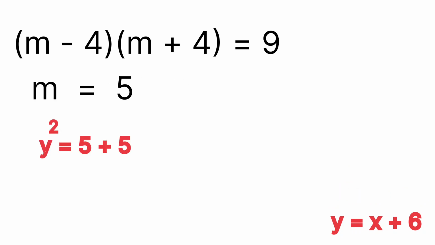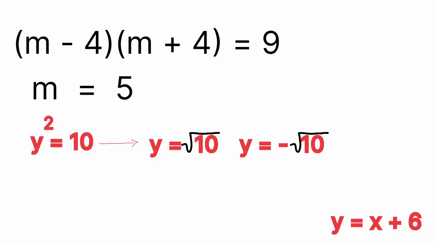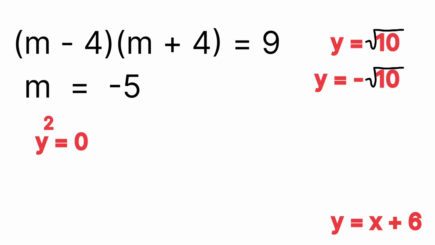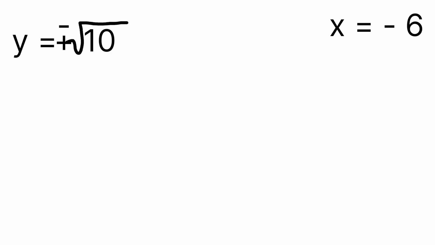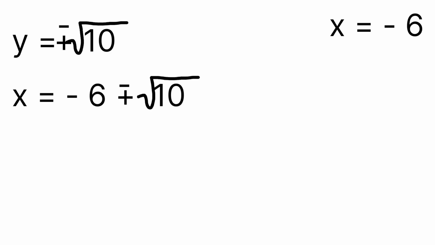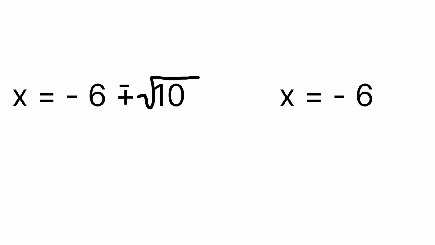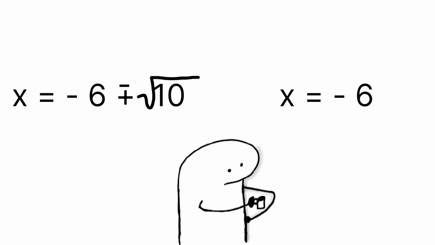If m equals 5, y squared equals 5 plus 5 equals 10, which implies y equals plus or minus the square root of 10. If m equals minus 5, y squared equals 0, which implies y equals 0. If y equals 0, x equals 0 minus 6 equals minus 6. If y equals plus or minus the square root of 10, x equals minus 6 plus or minus the square root of 10. And there we go. In the end, we got 3 x values instead of the 4 we expected.